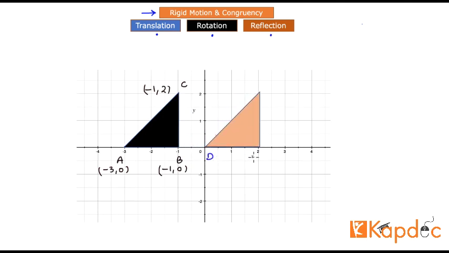The new triangle that we obtain as a result of this translation is now triangle DEF, where the coordinates of D are x is 0 and y is 0, right? Likewise, the coordinates of point E are x is 2 and y is 0, and the coordinates of point F are x is 2 and y is 2.